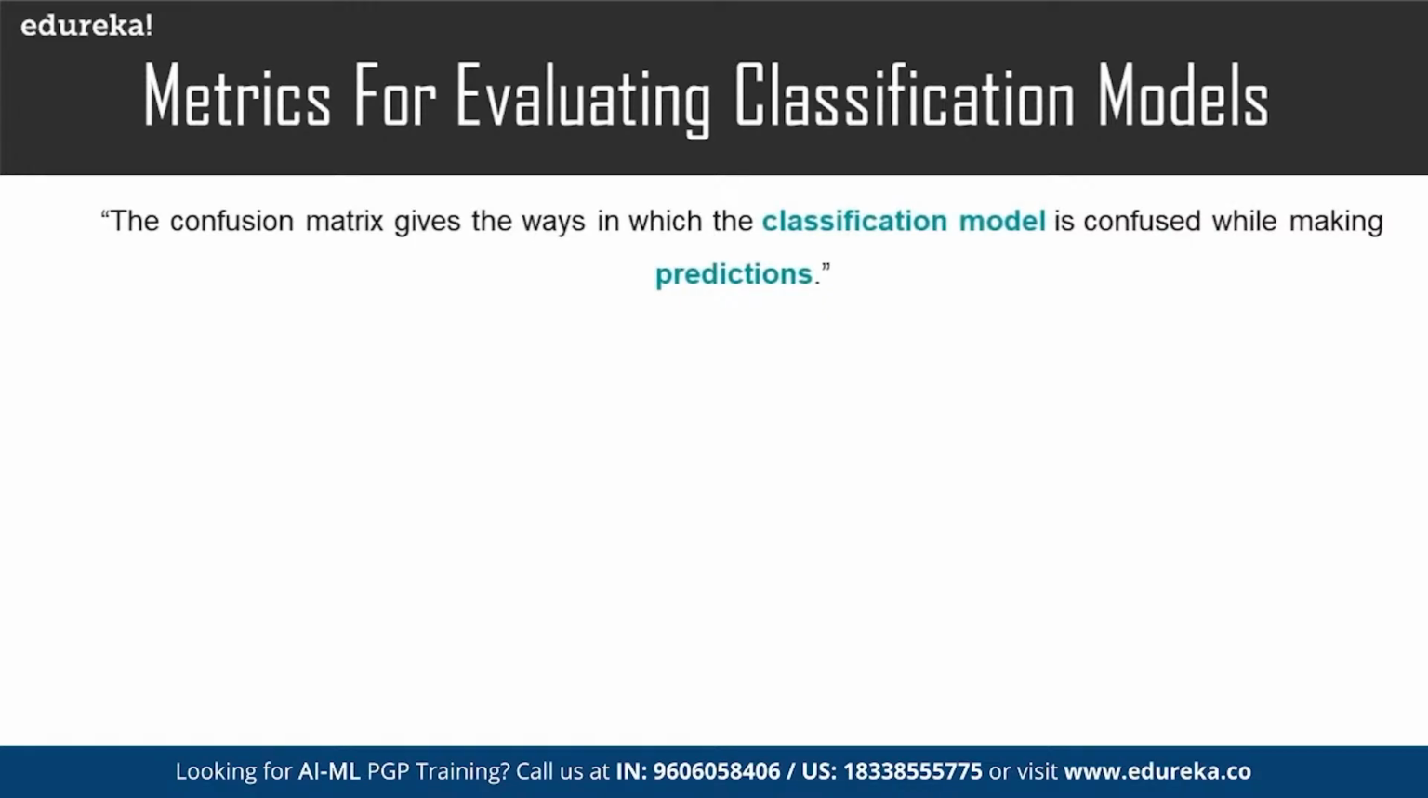Let's talk about the confusion matrix. It shows the way in which classification models are confused while making predictions. I'll give you an example. It summarizes the prediction results from classification problems. When we talk about the confusion matrix, we have true positive, true negative, false positive and false negative, and these are the important things we consider.